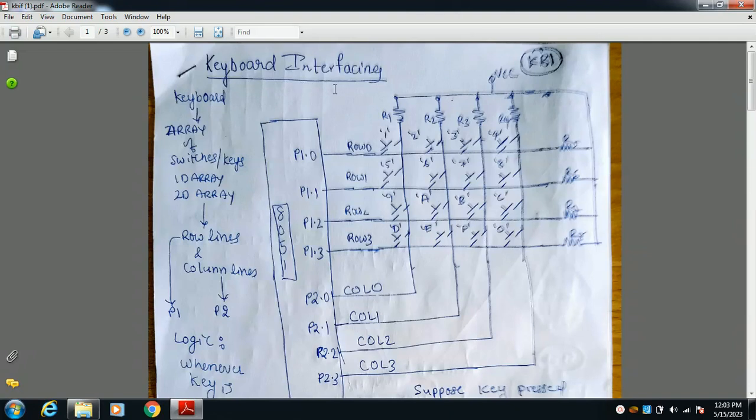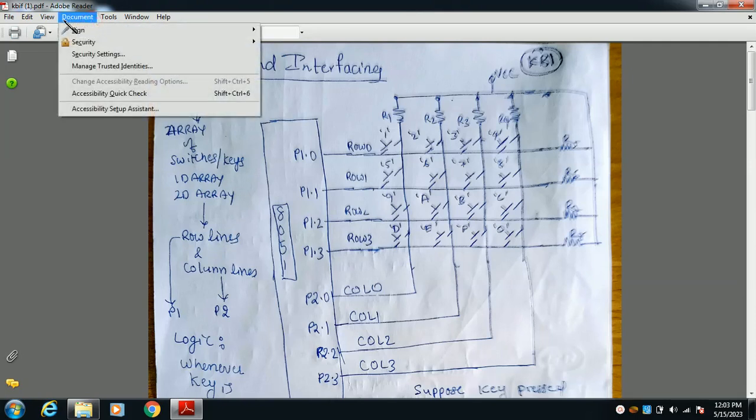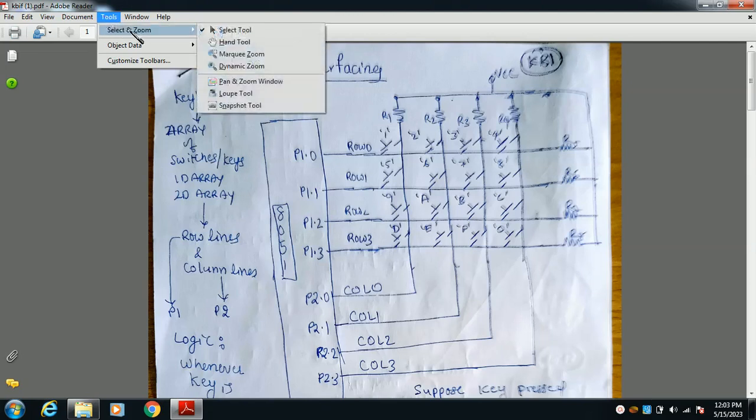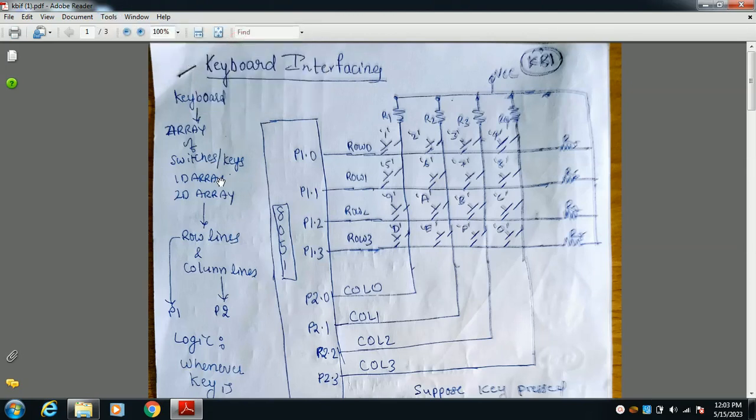Keyboard interfacing with an 8051 microcontroller. So what is a keyboard? A keyboard is an array of switches or keys arranged in the form of a matrix or array. So it can be a 1D array or a 2D array.